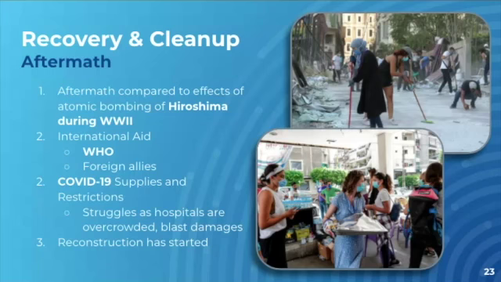Amidst the pandemic, supplies and restrictions have been placed. However, the city is still struggling as hospitals are damaged in the blast. Beirut has thus seen a spike in COVID-19 cases in the past 2 months. On the upside, reconstruction has now started in the city.